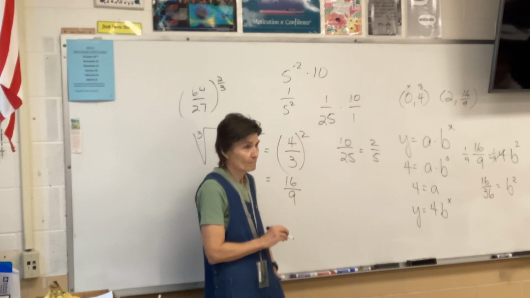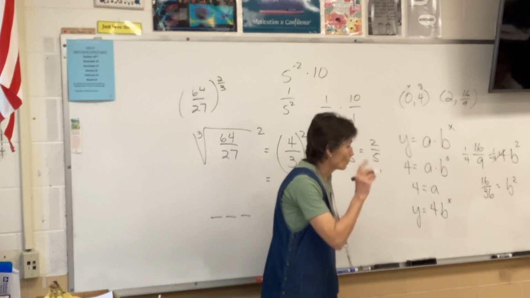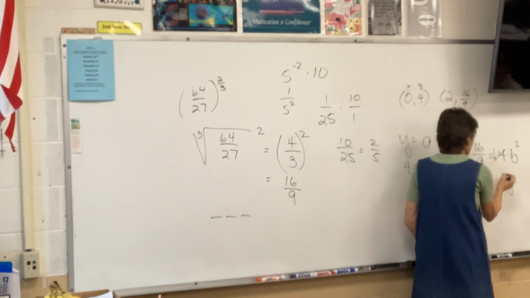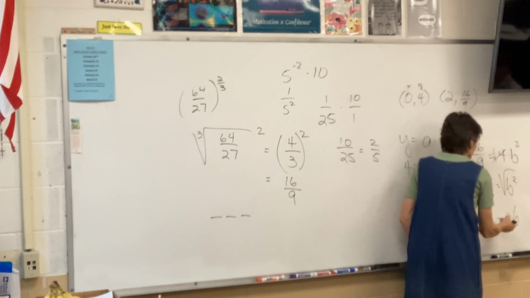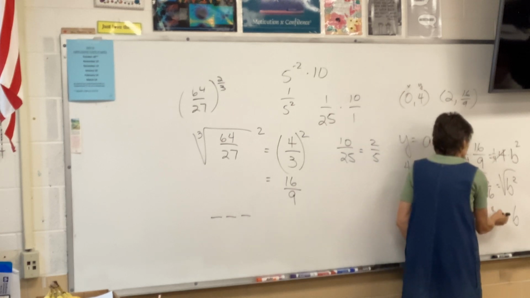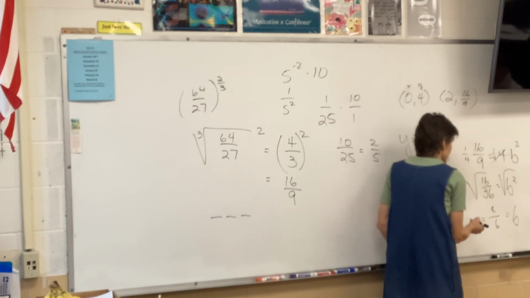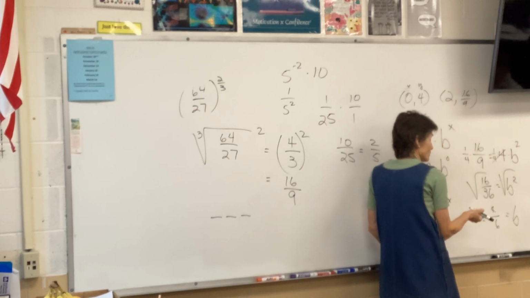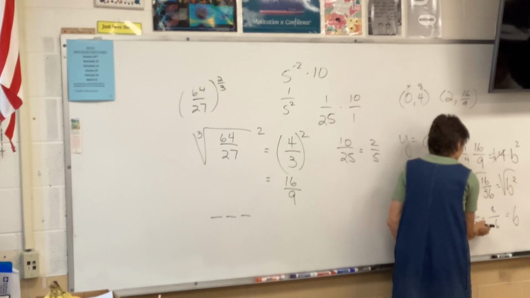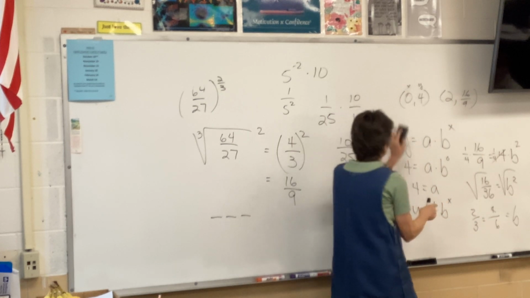Now what do I do? Square root. I gotta get b by itself, so I'm gonna square root. What's the square root of 16? 4. What's the square root of 36? 6. Uh-oh, I think that reduces. 4 over 6 reduces to 2/3. Now that's my b value.